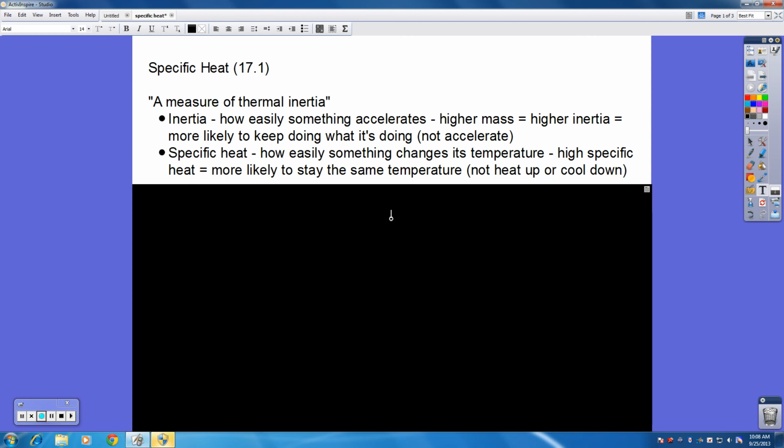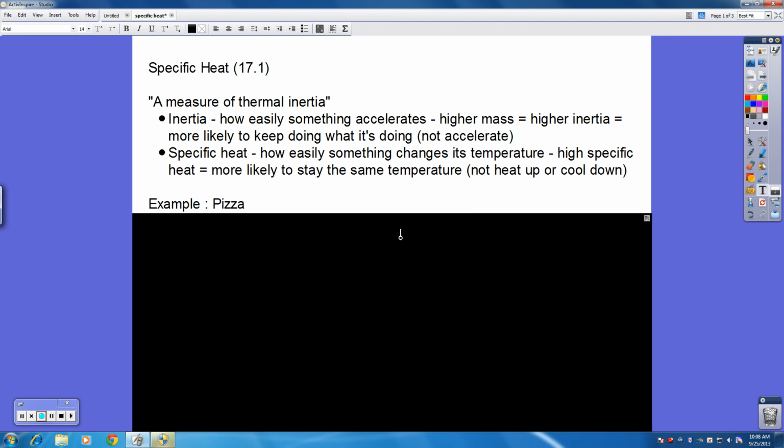When we're talking about energy added or removed to change temperature, we're talking about heat. So that's the difference between heat and temperature. Having a high specific heat means it's more likely to stay the same temperature, not heat up or cool down. Just like inertia, the higher the mass, the higher the inertia, the more likely to keep doing what it's doing. The higher the specific heat, the more likely it is to stay at the same temperature. It's going to take a lot of heat to change the temperature, either up, or remove a lot of heat to lower the temperature. Let's look at an example.